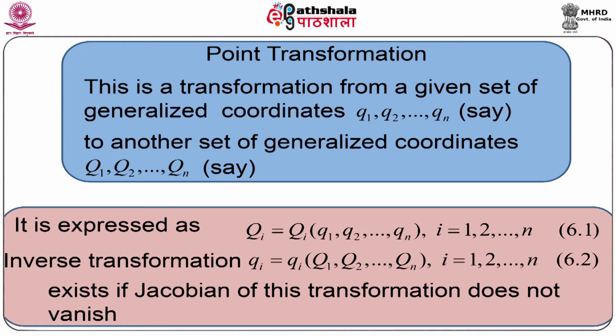This type of transformation is called point transformation as the set small q1, small q2 up to small qn represents a definite point in the configuration space spanned by these n number of small q coordinates and will lead to another definite point expressed by the transformation given by 6.1 in the configuration space spanned by the n number of capital Q coordinates.